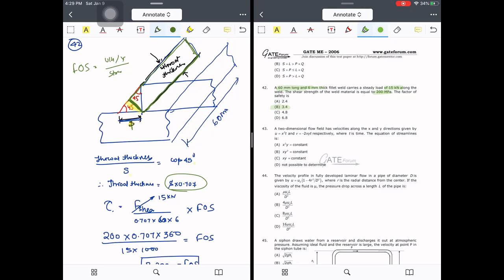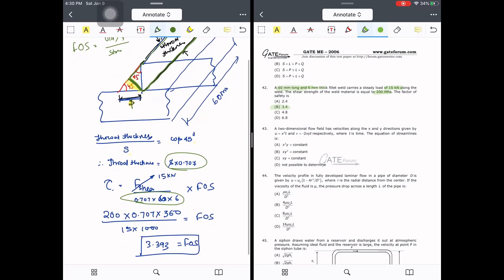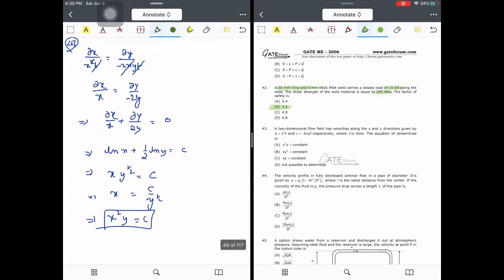Okay, so this is the shearing area. It is nothing but the size they have given, I think 6 mm thick. So size is 6, cos 45 degree is the throat, and this throat is multiplied by the length across. This is the area. Okay, so force divided by this area gives the shear stress, and the ultimate stress divided by the applied shear stress gives us the factor of safety. This is 3.4.